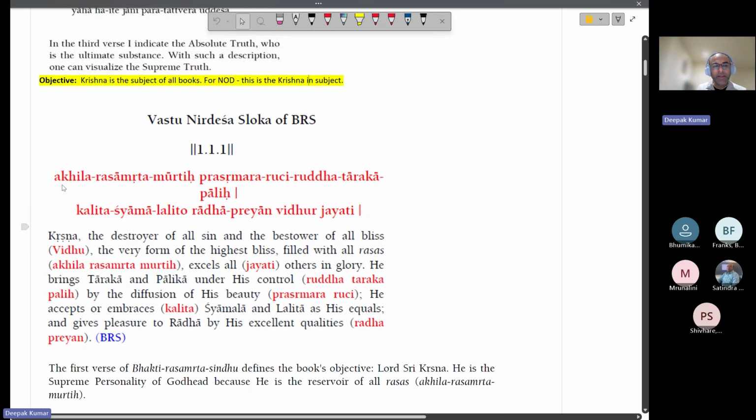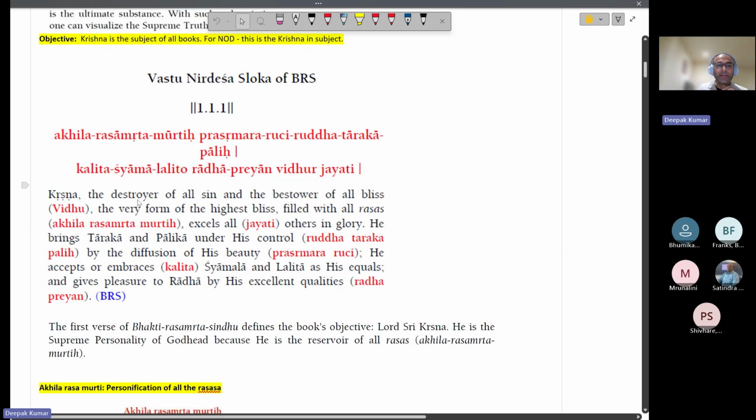So I'll read this verse. Akhila Rasamrita Murti Prasar Mara Ruchi Rudha Taraka Pali Kalita Syama Lalito Radha Priyan Vidhur Jayati. Krishna, the destroyer of all sin and the bestower of all bliss, the very form of the highest bliss, filled with all rasas, excels all others in glory. He brings Taraka and Palika under his control. By the diffusion of his beauty, he accepts Shyamala and Lalita as his equals and gives pleasure to Radha by his excellent qualities.